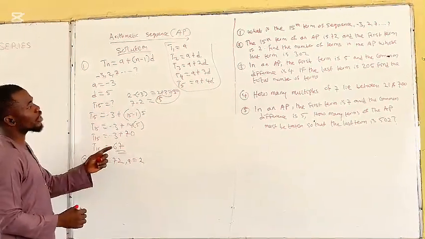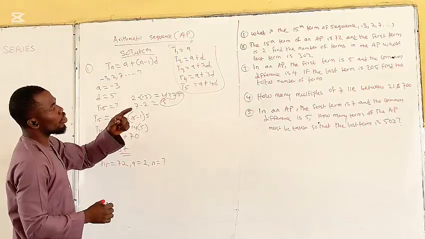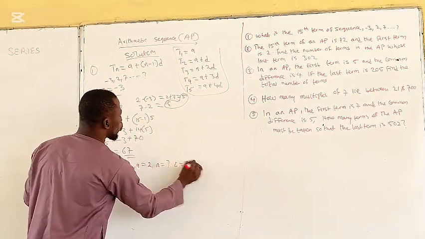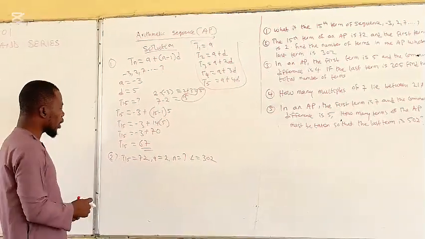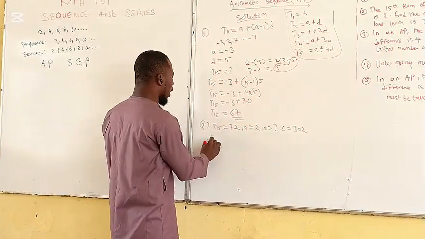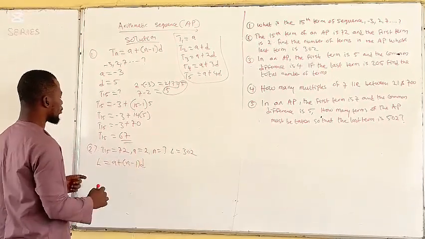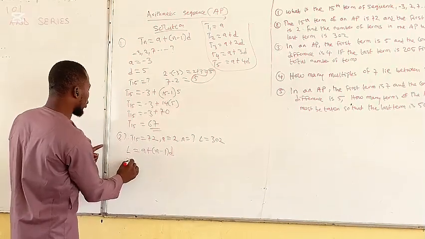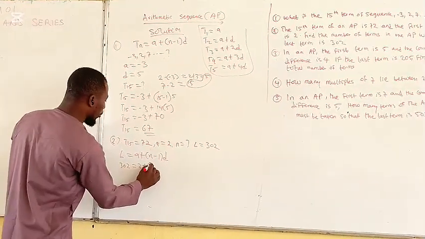Then we are asked to find the number of terms, which is n, in which the last term is 302. Our last term is 302. So here we are looking for n. Now what formula are we using? The formula for the last term is l equals a plus (n minus 1)d. So from here, our l is 302, equal to our a, which is 2, plus the n we are looking for minus 1, times d.